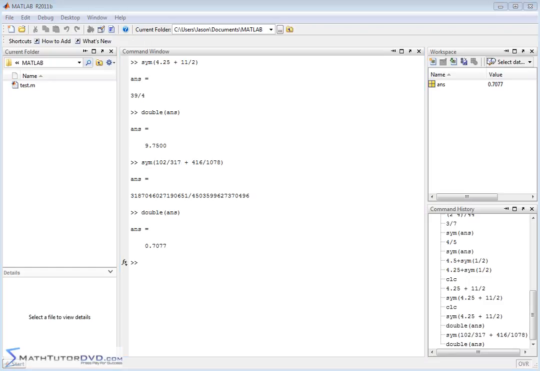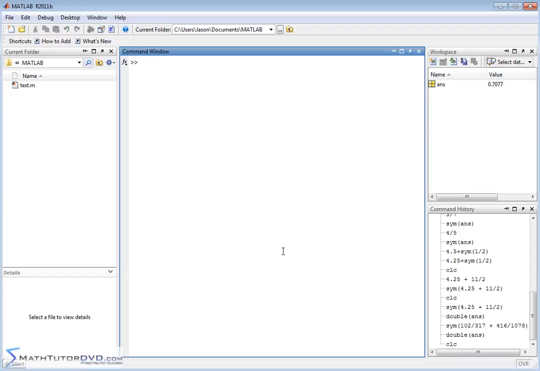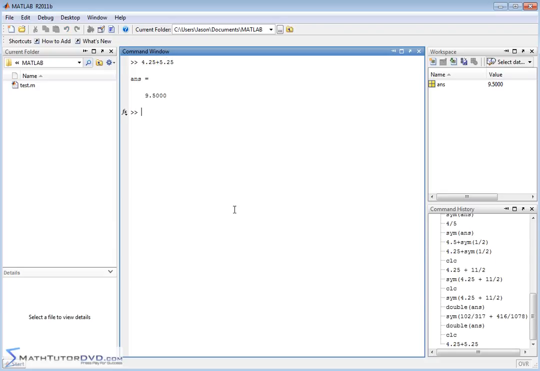All right? Now I want to show you one more thing before we close. Let me clear the screen. Let's do the calculation 4.25 plus, let's say 5.75, right? Something that we all know we can do. Actually, let's change it from 5.75 to 5.25 like this. Okay, we all know that we're going to get 9.5 as an answer.